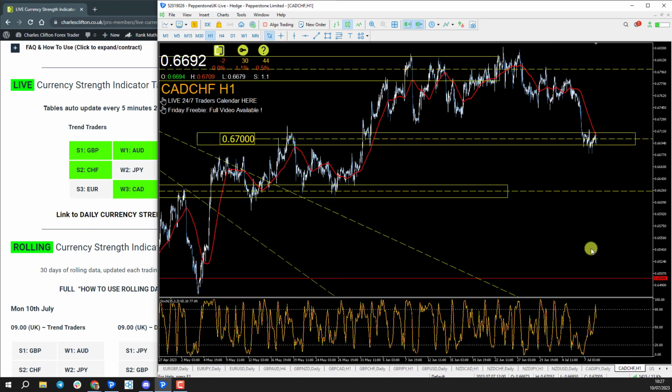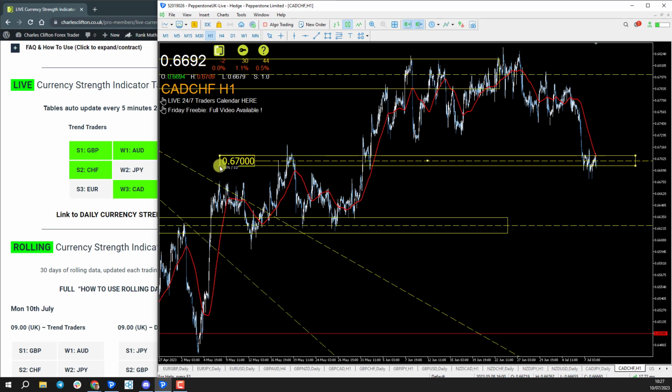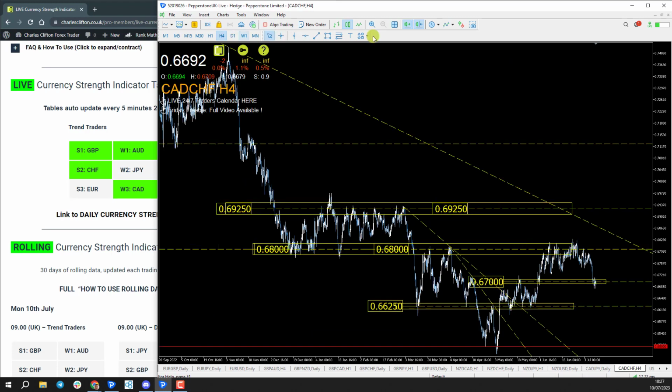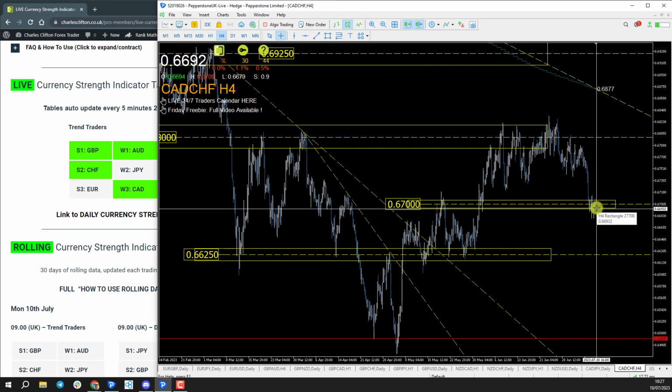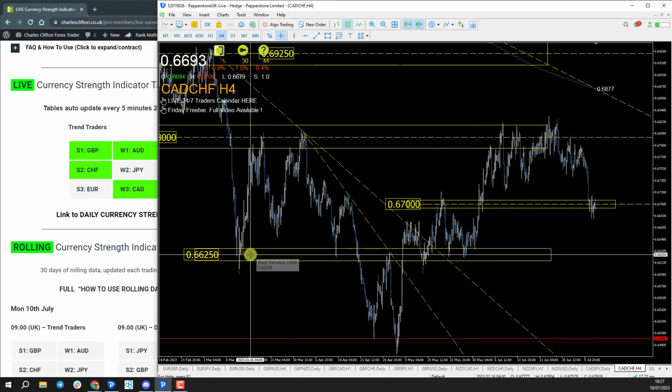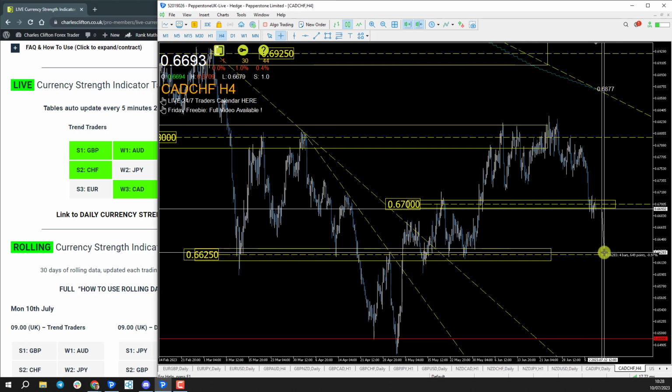So if we just have a look at CAD Swiss, the reason why I was interested in this market is because we've traded down into a key level of support. And it looks like if it breaks, we've got another big level to work with. So if I actually go to the 4-hour time frame, you can see price consolidating under the 0.67 handle. The next level of support then is the 66.25, and that is around about 60-70 pips away.